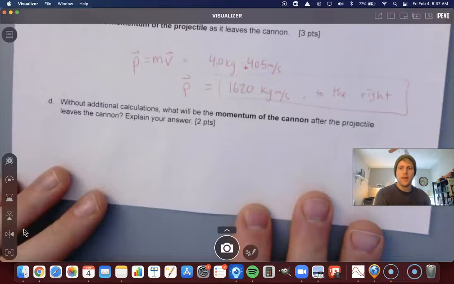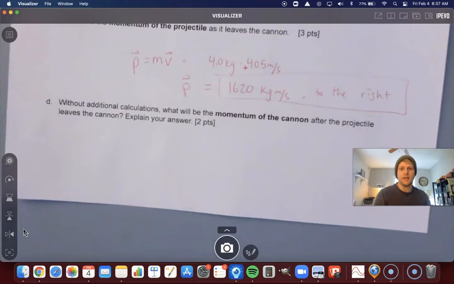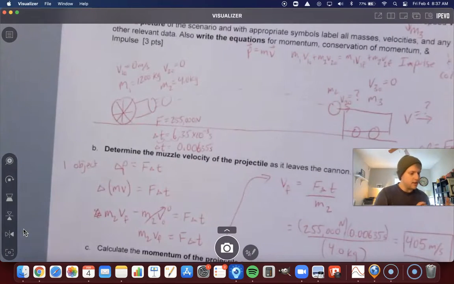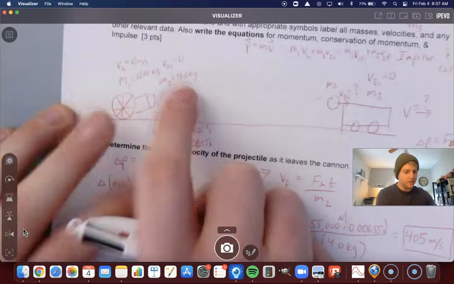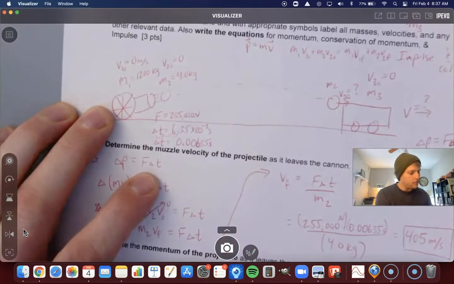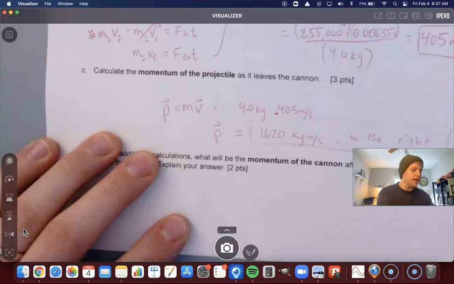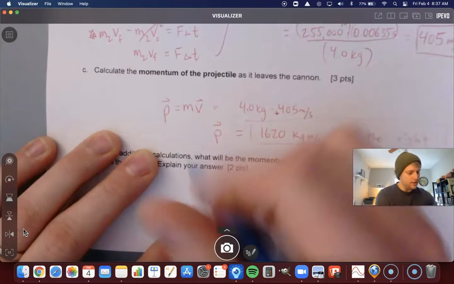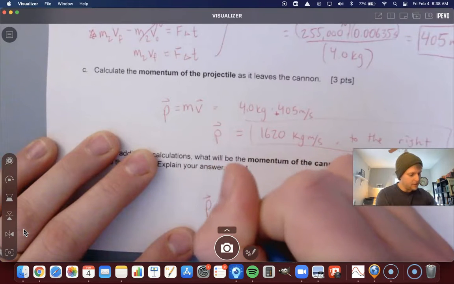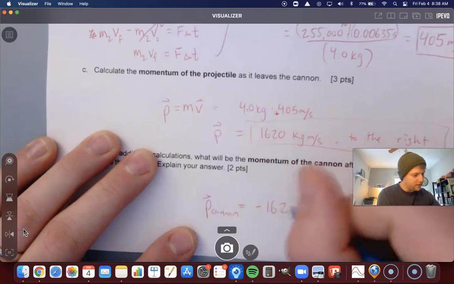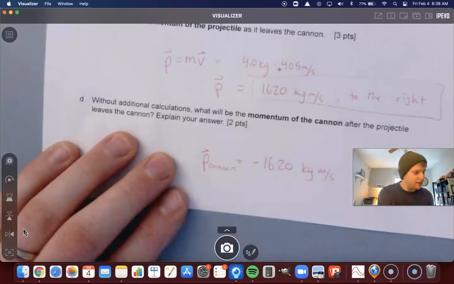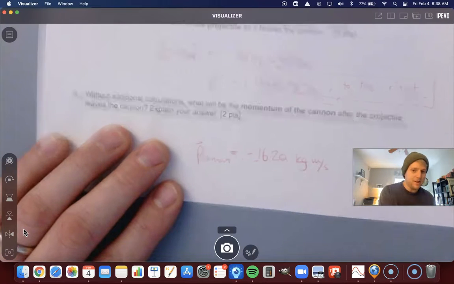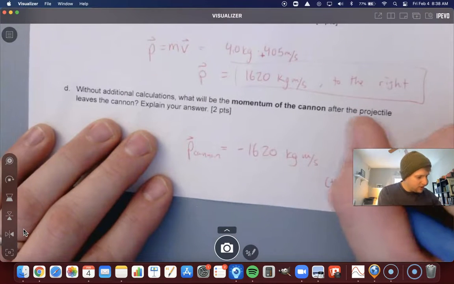But the question reads, without additional calculation, what will be the momentum of the cannon after the projectile leaves the cannon? Explain your answer. Now, this is a collision. We are mixing impulse and collisions. If momentum is conserved, the initial momentum of this system, they're both sitting still, is 0. And the projectile leaves with this amount of momentum to the right, then the momentum of the cannon has to be negative 1620 kilogram meters per second. By putting negative, I've implied that it's to the left, so I don't need to write to the left again, but I will put that in parentheses. This is to the left.